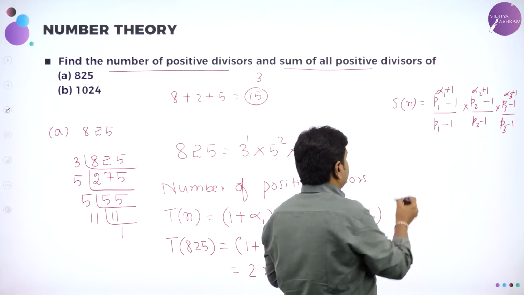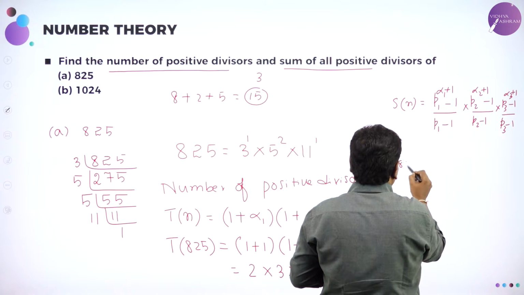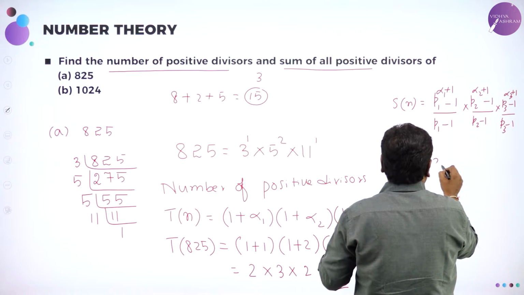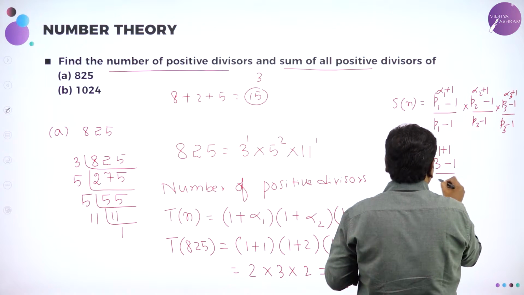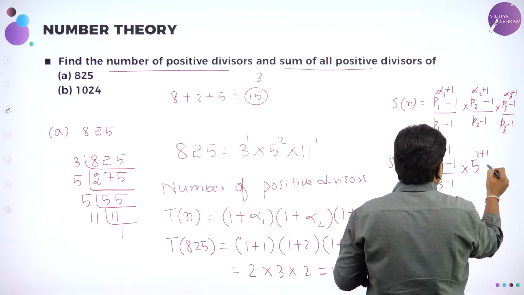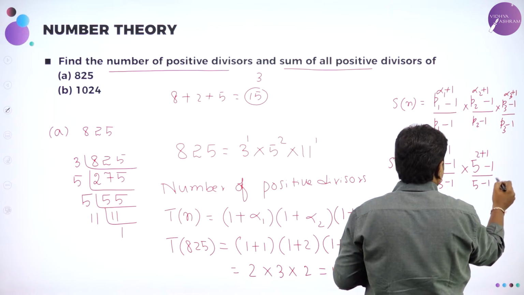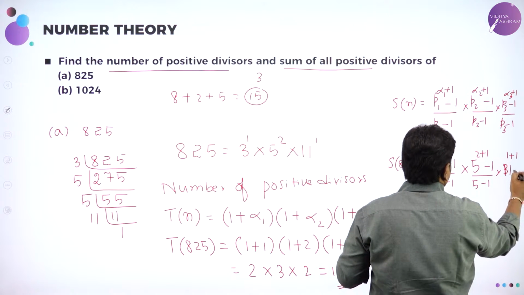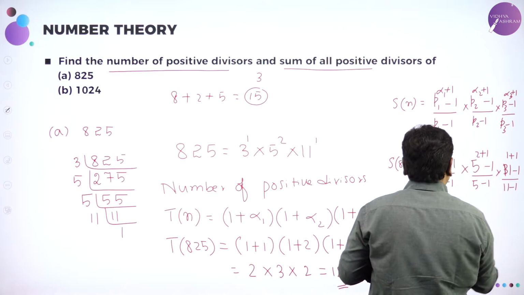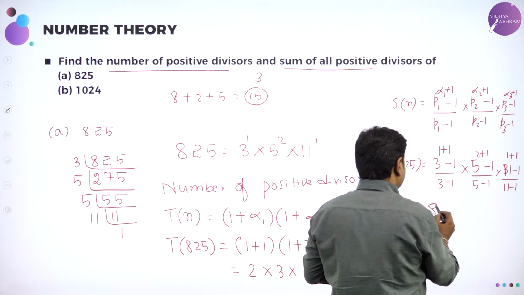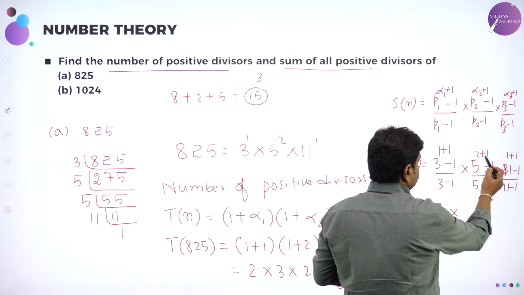So this is the formula we use. S of 825 is equal to P1 power 1 plus 1 minus 1 by 3 minus 1, into 5 power 2 plus 1 minus 1 by 5 minus 1, into 11 power 1 plus 1 minus 1 by 11 minus 1. That is 3 power 2, 3 square is 9, 9 minus 1 is 8, divided by 2, into 5 square, 25.